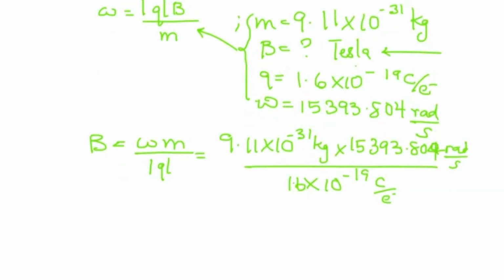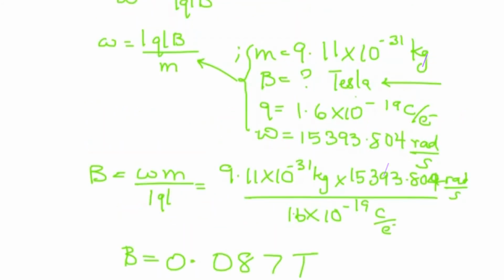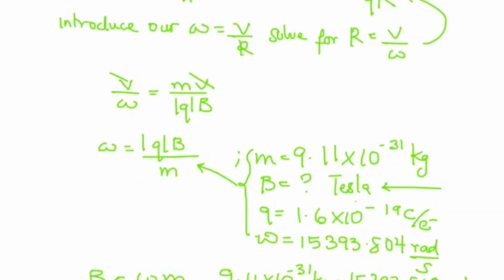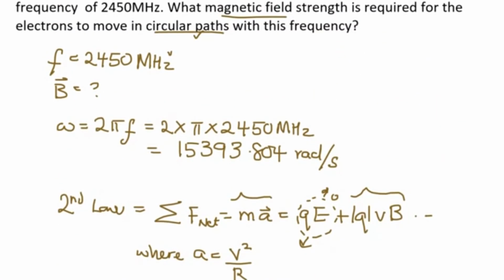And what we get as our final answer is 0.087 Tesla. This is the magnetic field strength that is required for our electron to move at this specific frequency in a circular path.